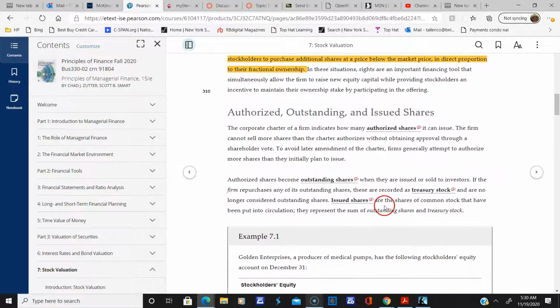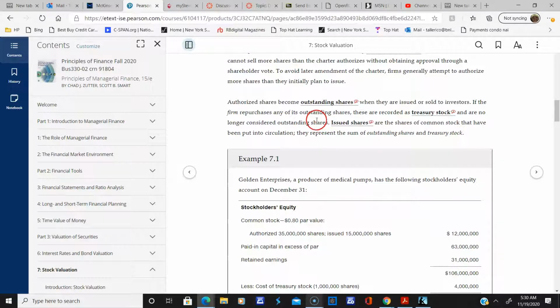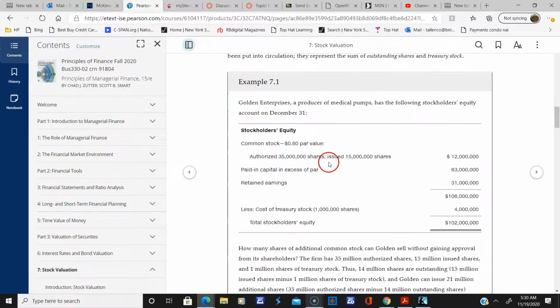All right. So there's 3 terms here that are important: authorized, outstanding, and issued. And these are pretty important. So the best way to look at these is to go over this example. You'll notice here in example 1, the company has authorized the sale of 35 million shares, right? They are allowed to sell 35 million, but only 15 million were issued out of the 35 million, okay? So let's make sure we understand that.